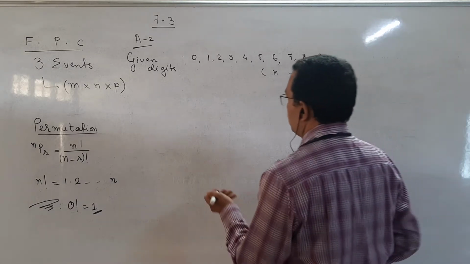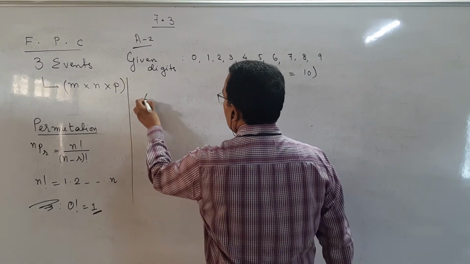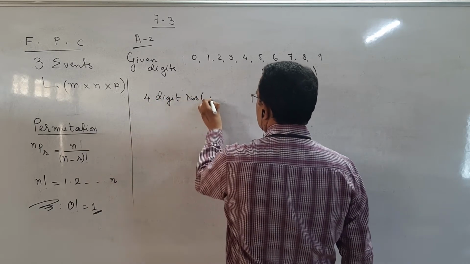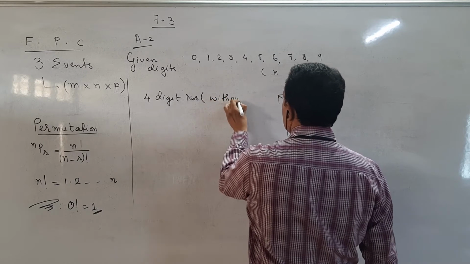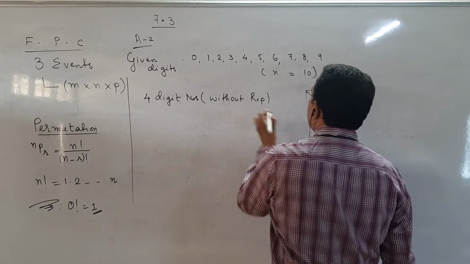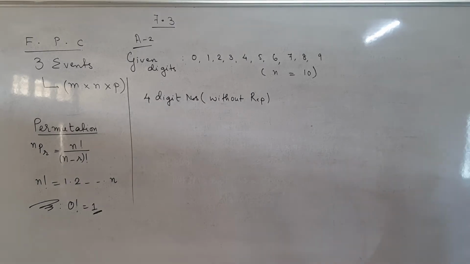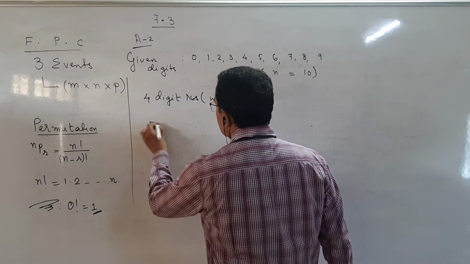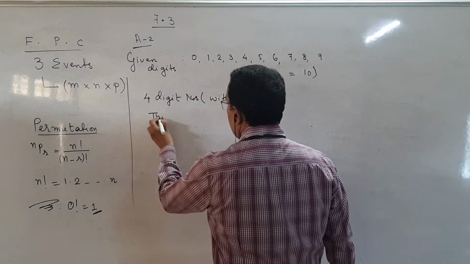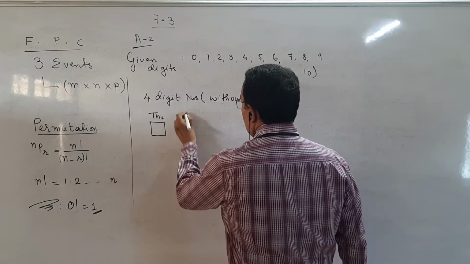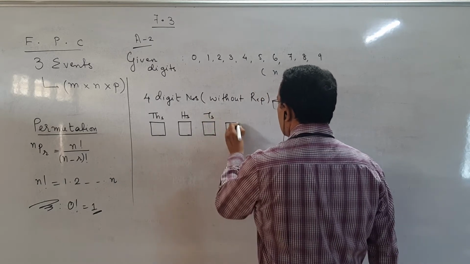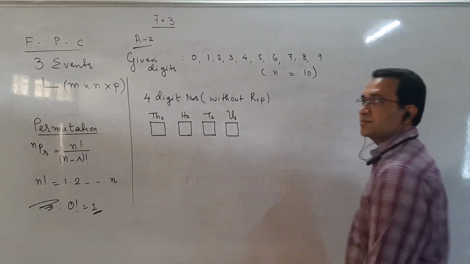So 4-digit numbers, and that too without repetition. So I have to draw 4 boxes: thousands place, hundreds place, tens place, and units place.